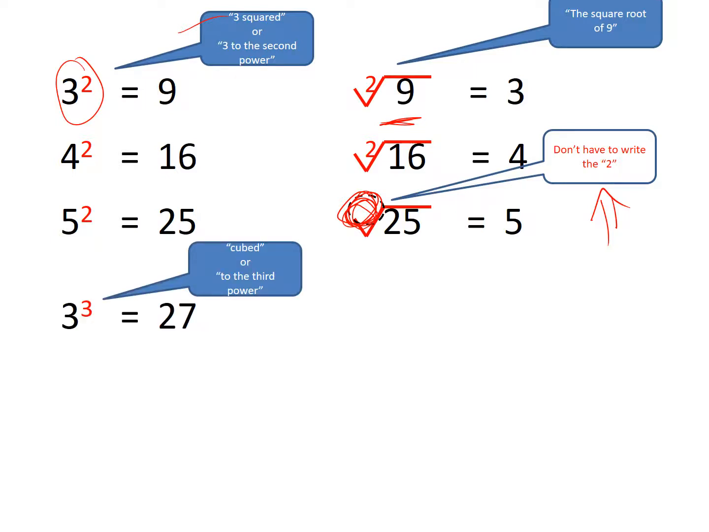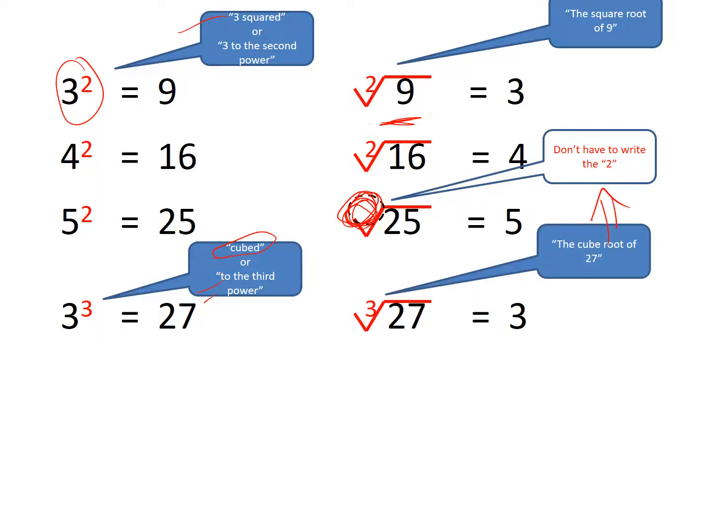I want just real briefly to look at exponents to the third power, right? Remember, the second power and the third power are the only ones that have their own names. The second power is squared and the third power is cubed. So you would read this as 3 cubed, or you could say 3 to the third power. So this is 3 3s, right? Multiplied. 3 times 3 is 9, times 3 is 27.